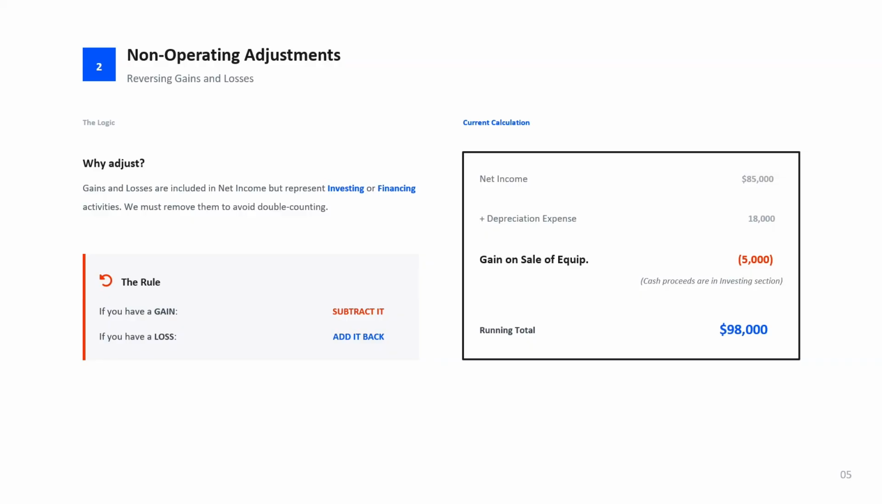The rule is simple. If you have a gain, you subtract it. If you have a loss, you add it back. Apex had a $5,000 gain on the sale of equipment, so we subtract that $5,000 from the net income. This ensures that the full cash proceeds from the sale are correctly reported only in the investing section. Now we move on to the working capital changes.